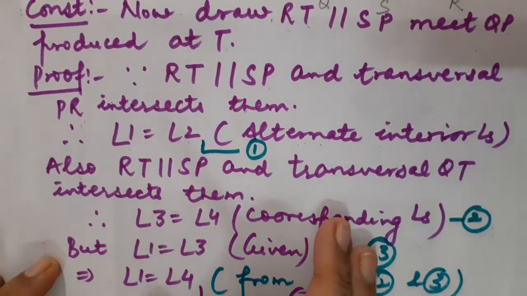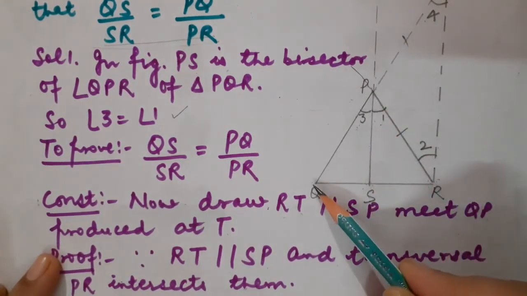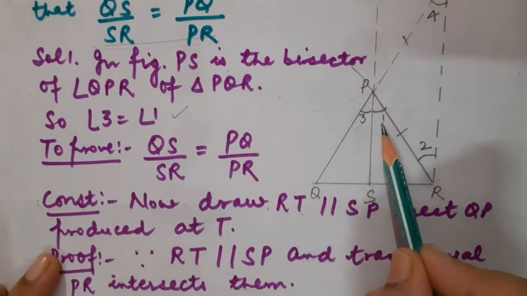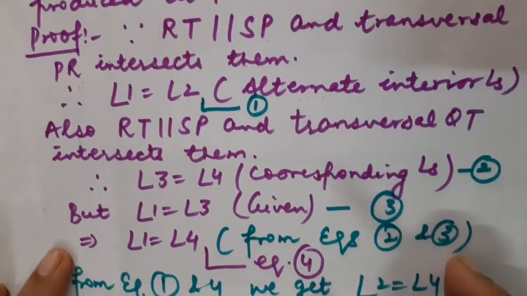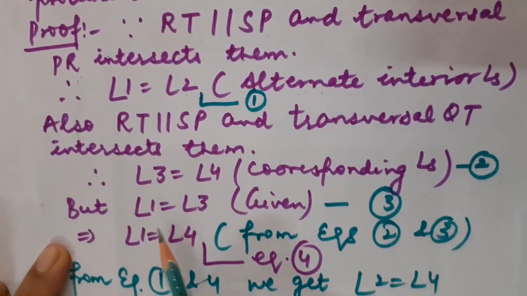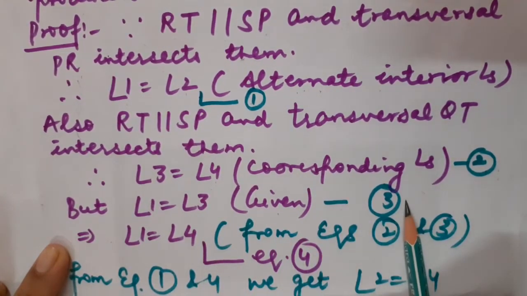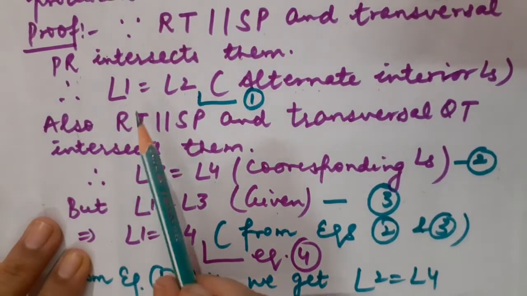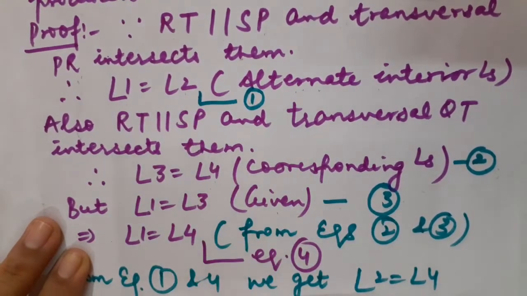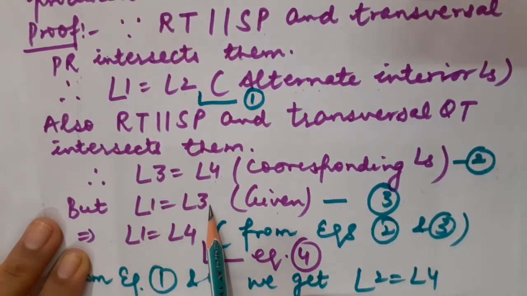Correct? But children, do you remember in the statement I told you that PS is the angle bisector of angle QPR. So angle 1 is equal to angle 3 as well. Correct? Okay. So let it consider as equation number 3 which was given to us, that is angle 1 is equal to angle 3, given condition number 2, equation number 3. Fine. Now just be alert. Angle 1 is equal to angle 2. Fine. Angle 3 is equal to angle 4 as well as angle 1 is equal to angle 3 as well.